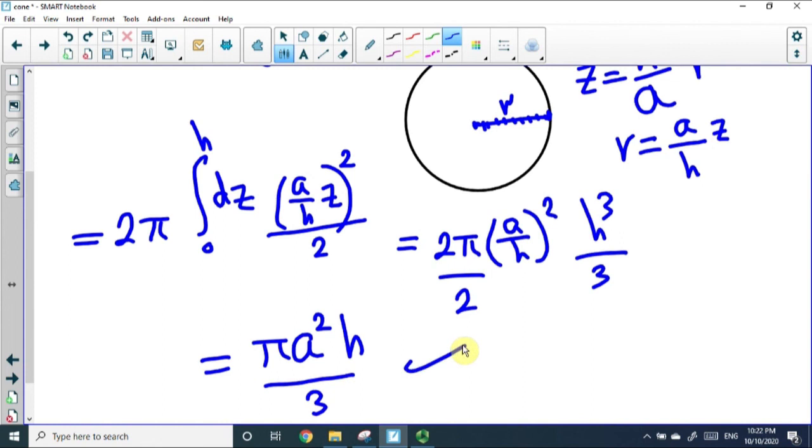So in this example, we calculated the volume of a cone using cylindrical coordinates and using 2 choices of ordering in the integration. I hope this video is clear.